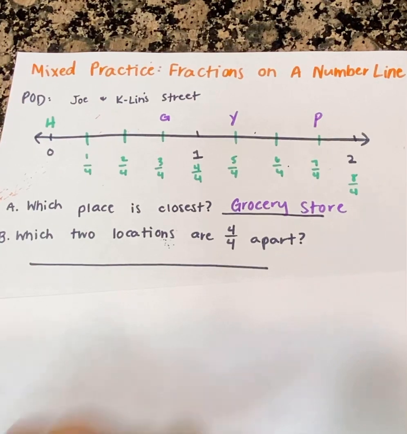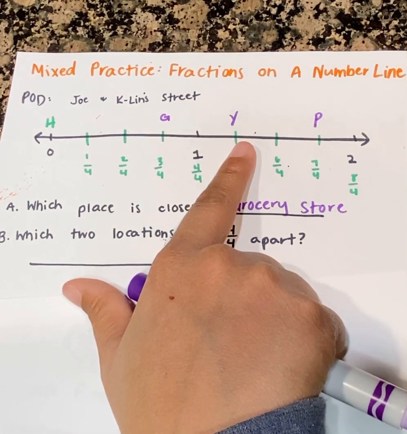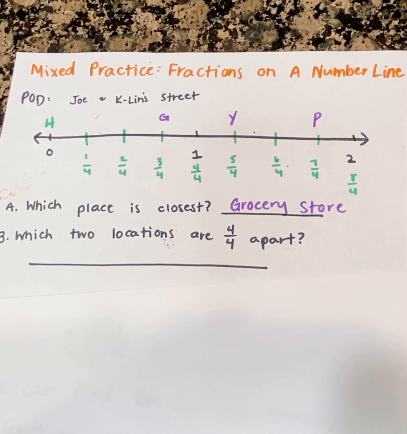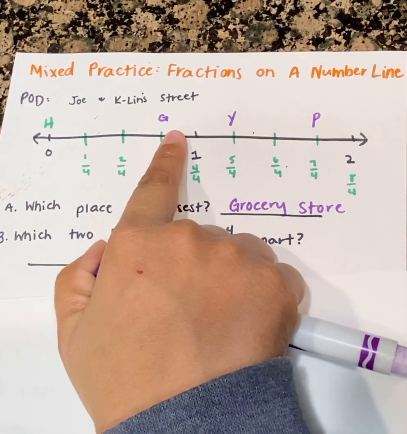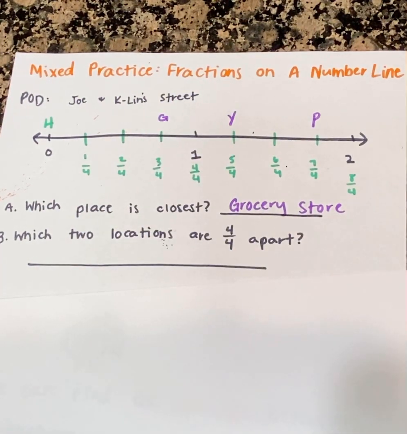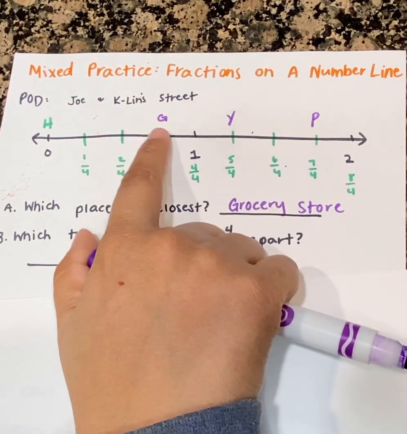How can we find the distance between the grocery store and the YMCA? Say it out loud. Yes, we can count the intervals. How far away are they? 1/4, 2/4. They're 2/4 of a mile apart from each other. So which one should we try next? Yeah, Patty's Pizza and the grocery store.